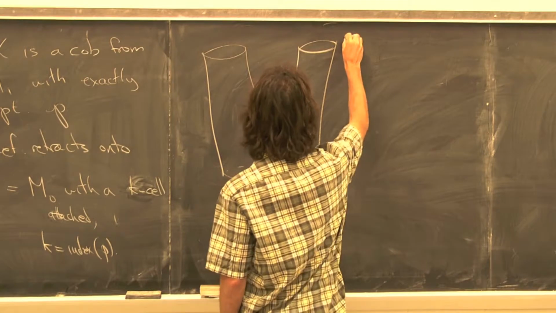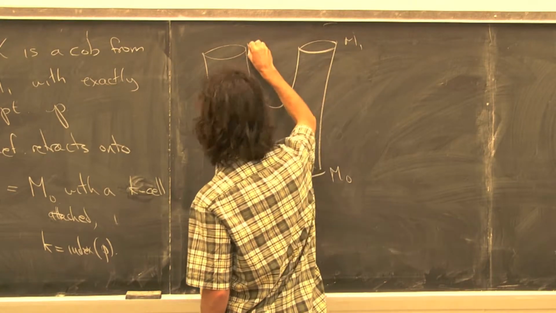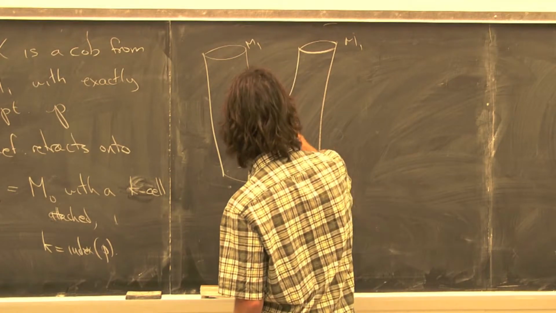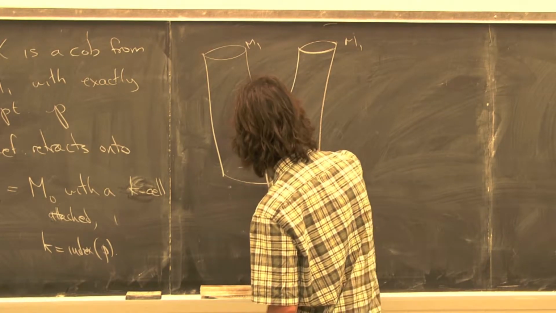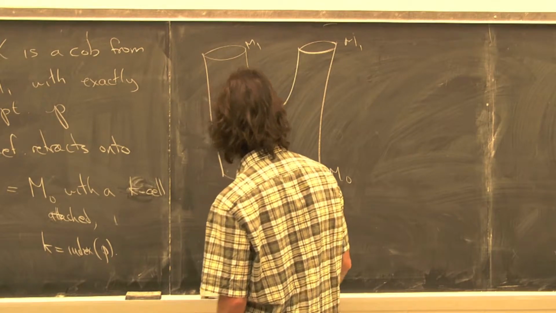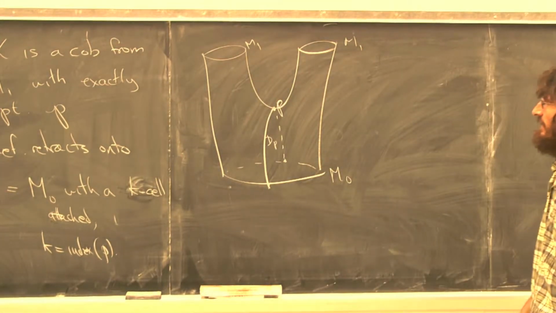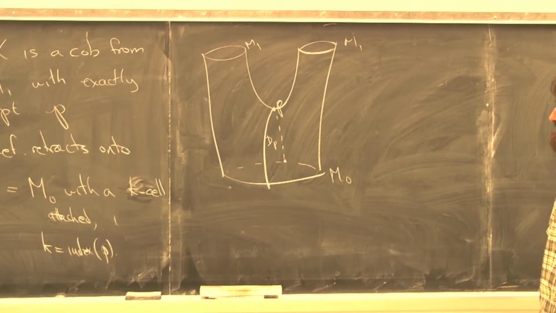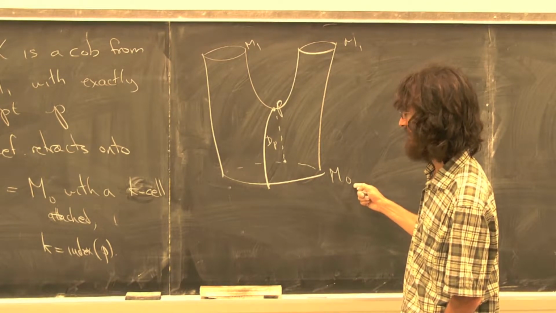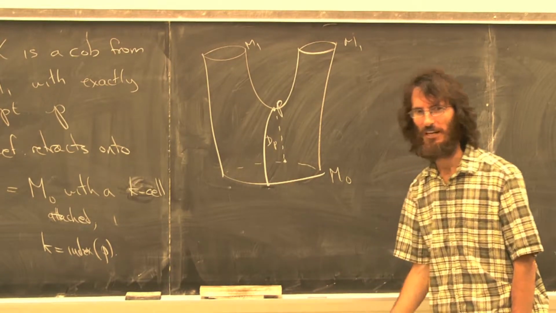Zero and one, and so here's the critical point P, and here's its descending manifold. Remember, in this case, there's sort of two different cases, whether M0 is empty or not. That's the case where M0 is not empty.